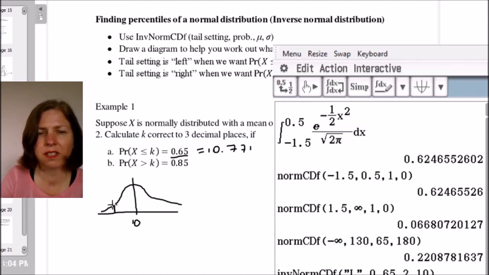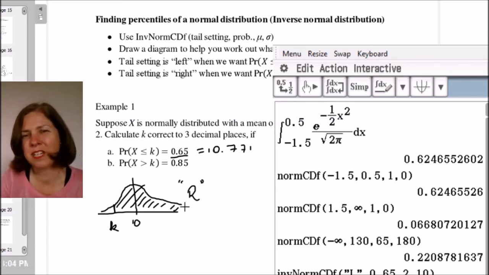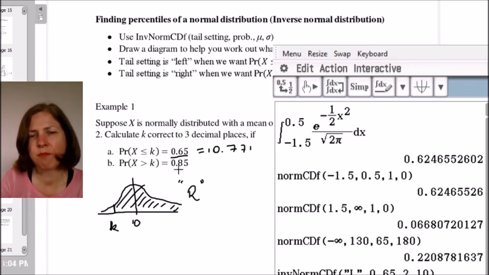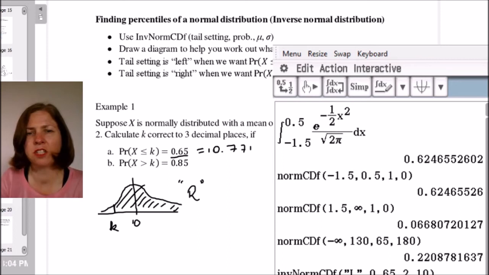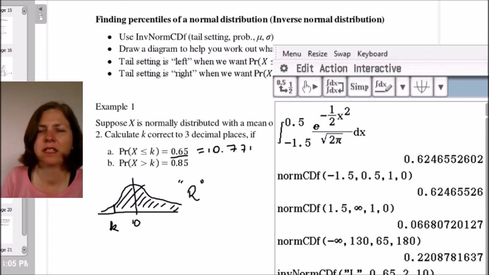So let's put k here for this second example, and I'm looking to the right because x is greater than, so I'm going to have a right tail setting. But I don't need to write infinity. I just say a right tail setting, and my probability is 0.85, and I do it exactly the same way. So let's do it again.